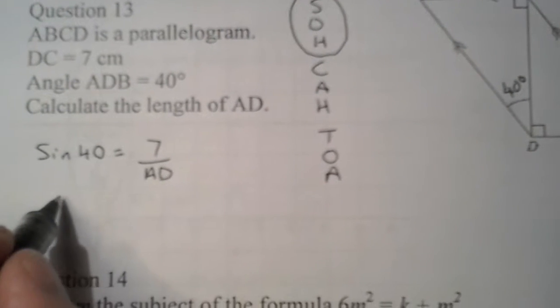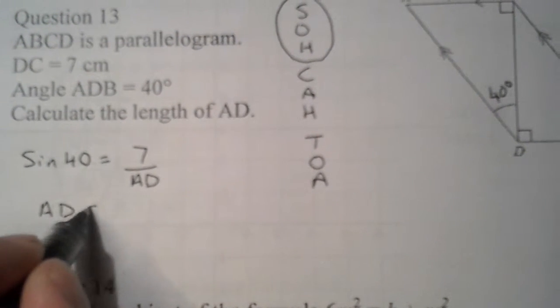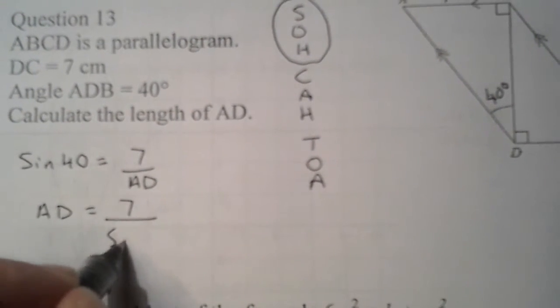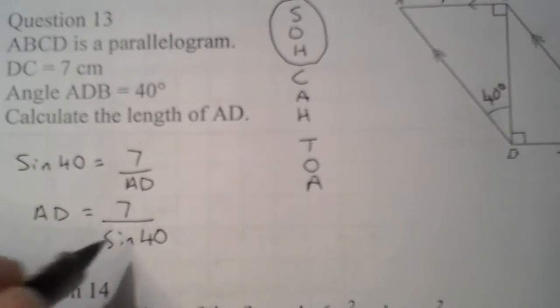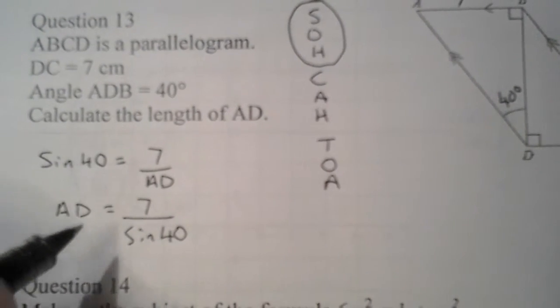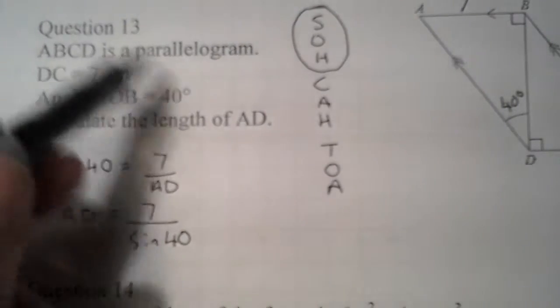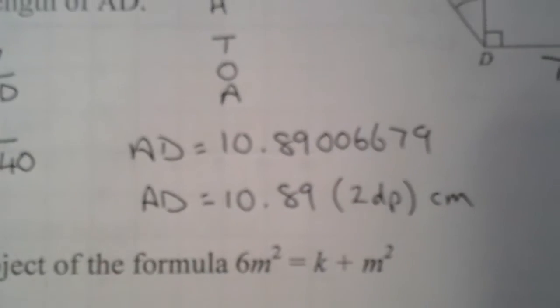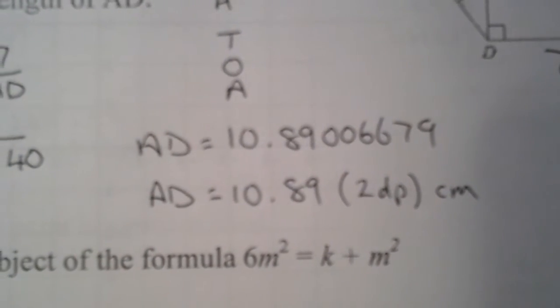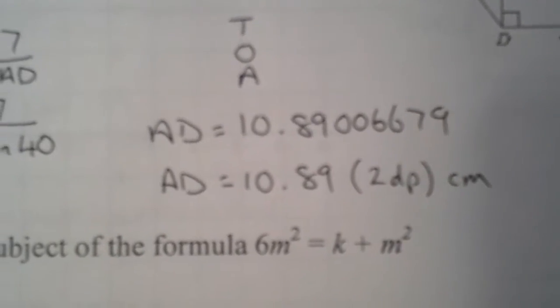Rearrange to make AD the subject means that AD equals 7 divided by the sin of 40. And a calculator will give you that answer. Look at the question, it says round to 2 decimal places. So AD equals 10.89 centimetres.